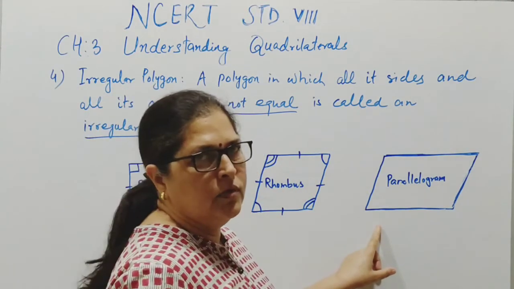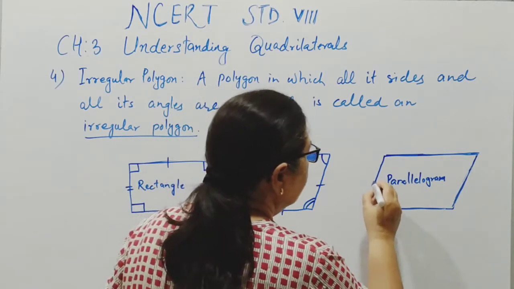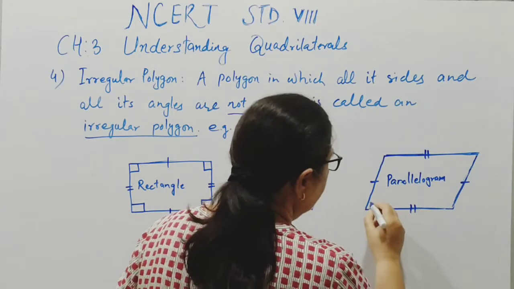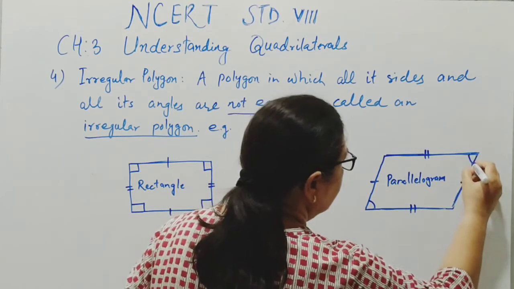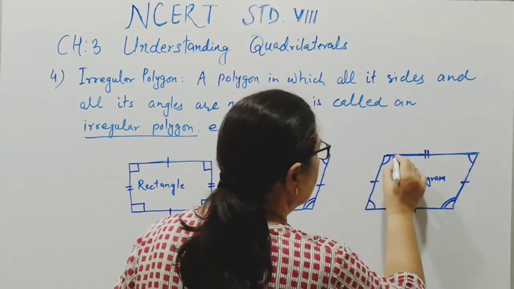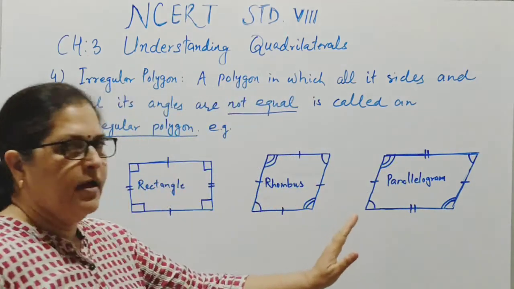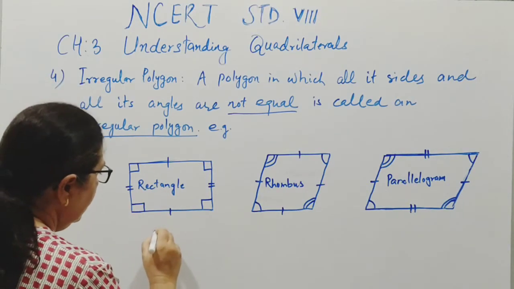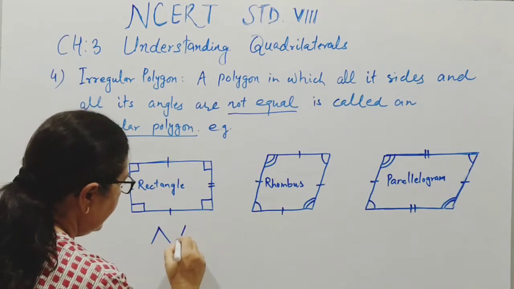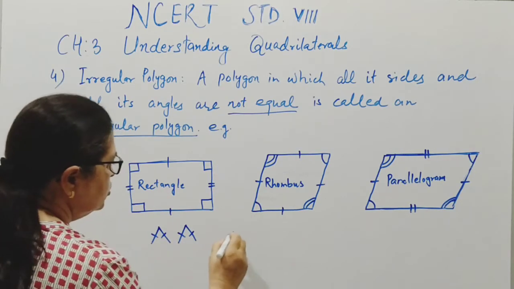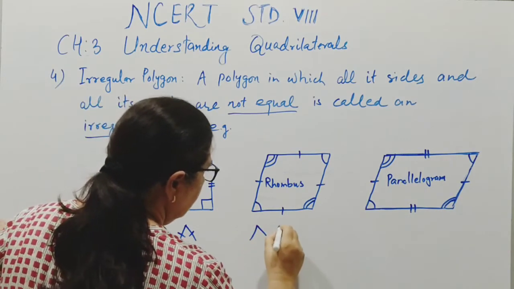Next, parallelogram. Here, its opposite sides are equal and its opposite angles are equal. All the angles are not equal and all the sides are not equal. Hence, these are the examples of irregular polygon. Here, similar marking shows the equality.